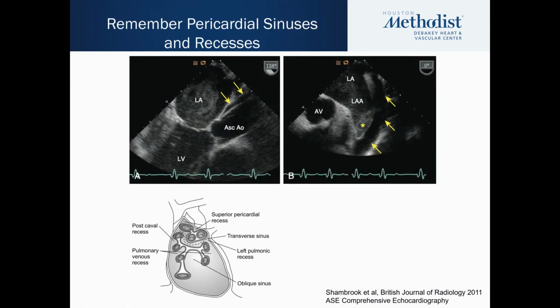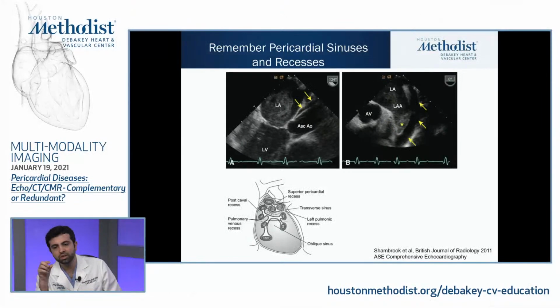Remember normal structures that surround the pericardium. You see these often particularly on TE. As you remember, when you create the pericardium from that balloon, at the end of the balloon, usually you'll have what we call recesses and sinuses. You can have the transverse sinus, which is this area here.